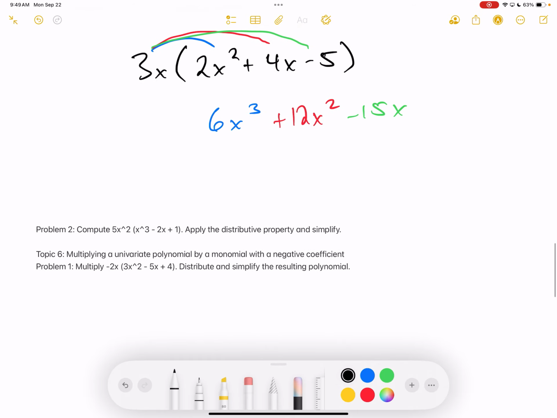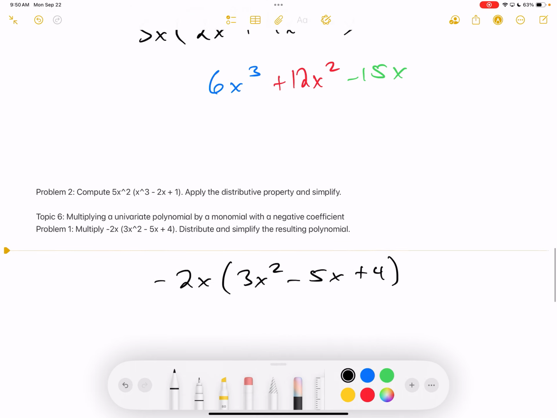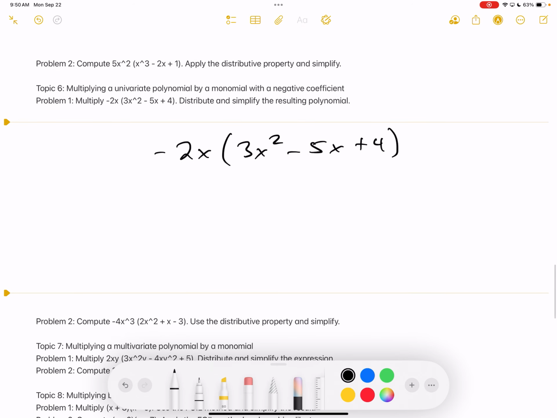Try to go back up there so you can see it while I write this one. -2x times 3x squared. Same thing on this one. We are going to distribute the -2x times everything inside of there. This has a negative coefficient, the negative right here. But it's going to work the same way. -2x times 3x squared would be -6x cubed. -2x times -5x would be +10x squared. And -2x times 4x would be -8x.